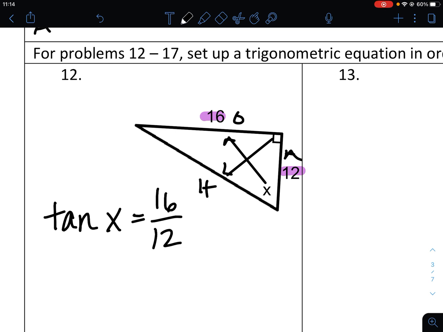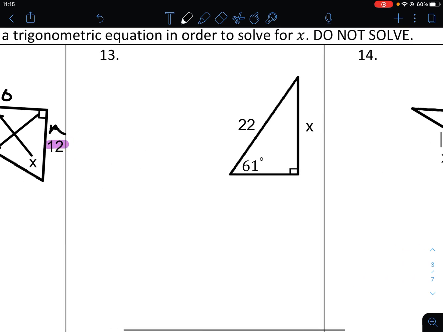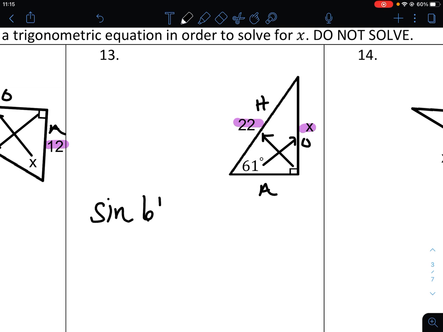So when we grade your 3.2 standard, we're looking to see that you've set up the correct equation to begin the problem. For all of these, we're going to follow that same process. We're going to label the triangle hypotenuse, opposite, and adjacent, and then decide which trig function to use based on our labeled information. So we've got an opposite and a hypotenuse, that's our sine function of the angle, which was 61 degrees, equals x over 22.